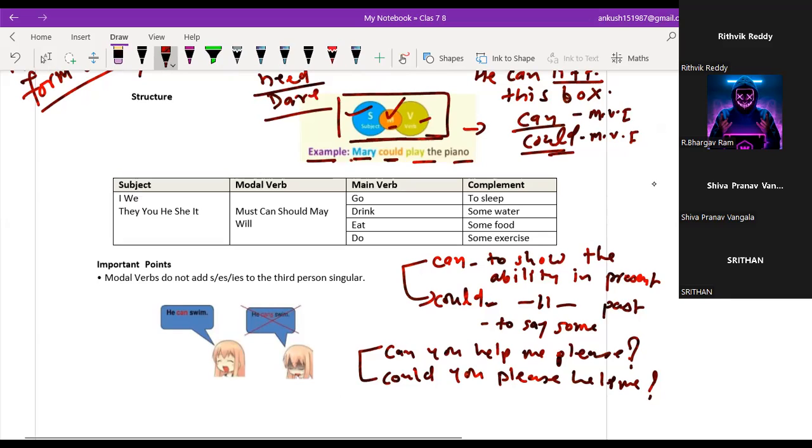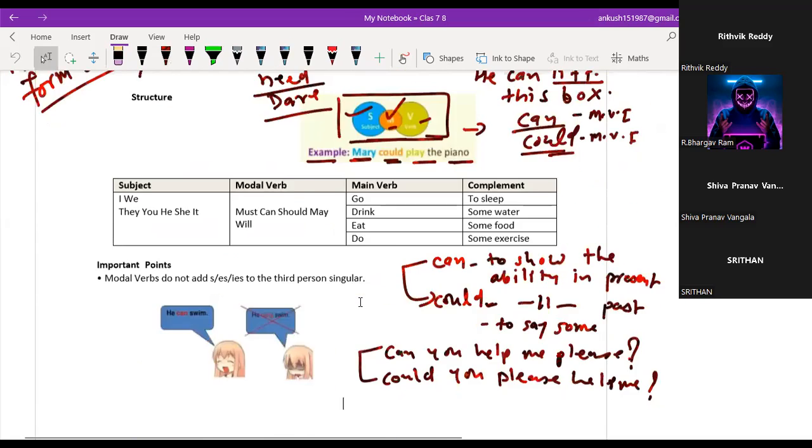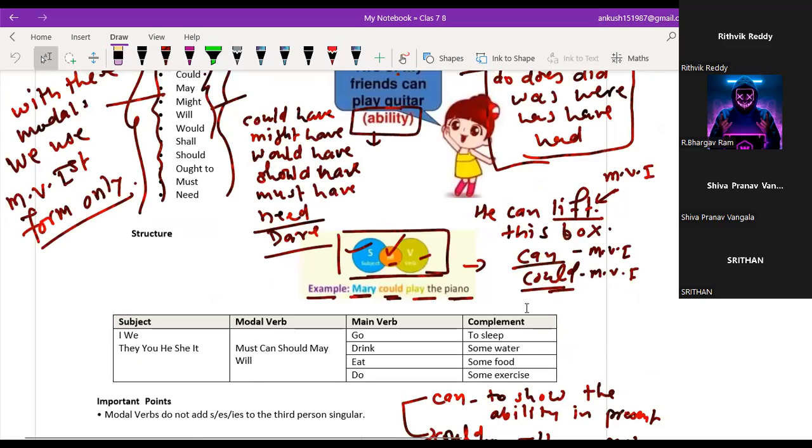Also, Mary could play the piano. Can you use this sentence with can also or may also? Sir, Mary can play the piano. Okay. Even Mary may play the piano, but may is not the perfect modal for that sentence because may is not showing the ability. May just shows the possibility. So it will be could. Mary could play the piano.